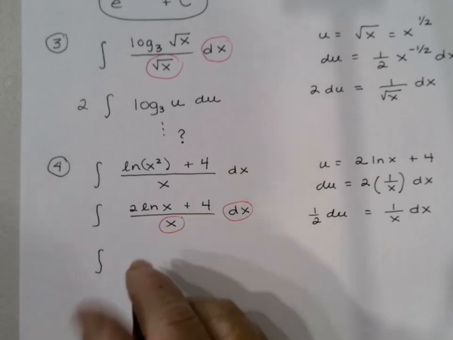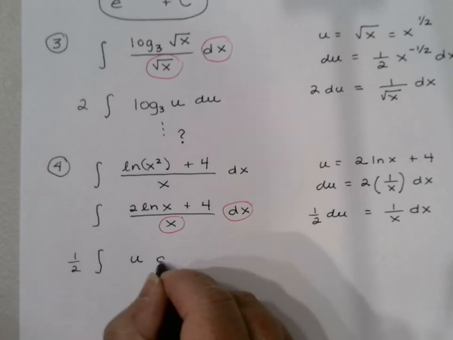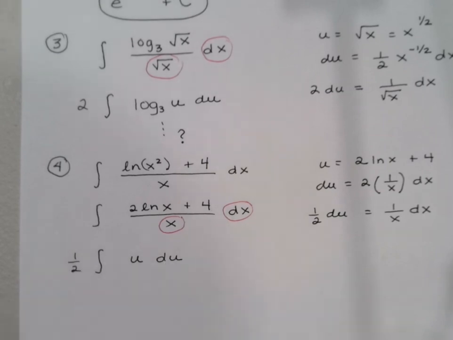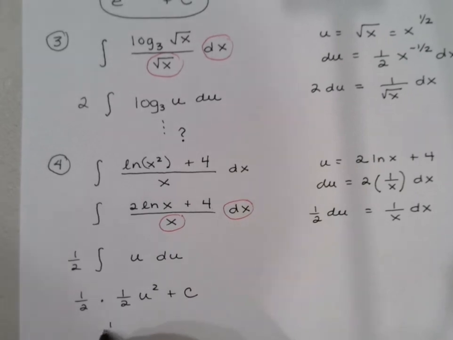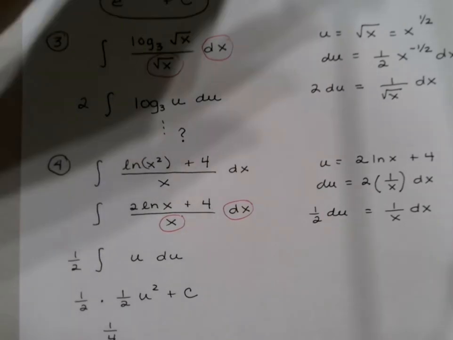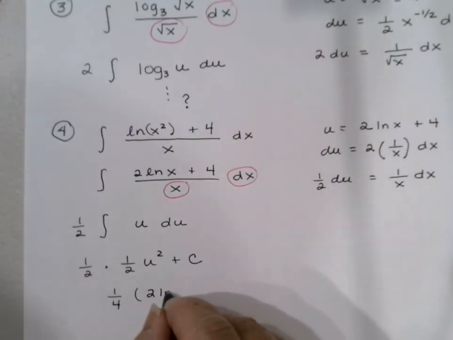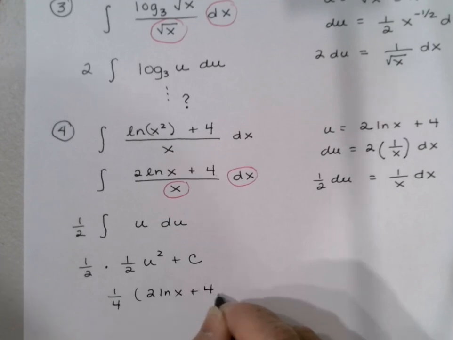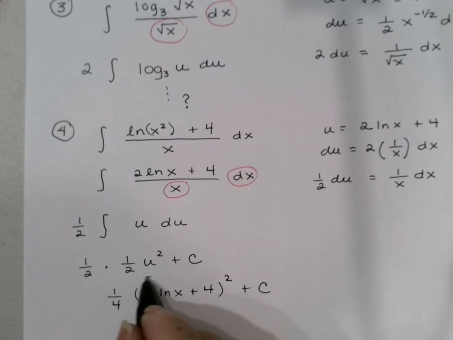So the whole numerator is my u. Everything else becomes 1/2 du. And I can just integrate that. Integral of u would be 1/2 u squared plus c. So I'm going to get 1/4. And let's see, the u was actually 2 ln x plus 4, squared, plus c.